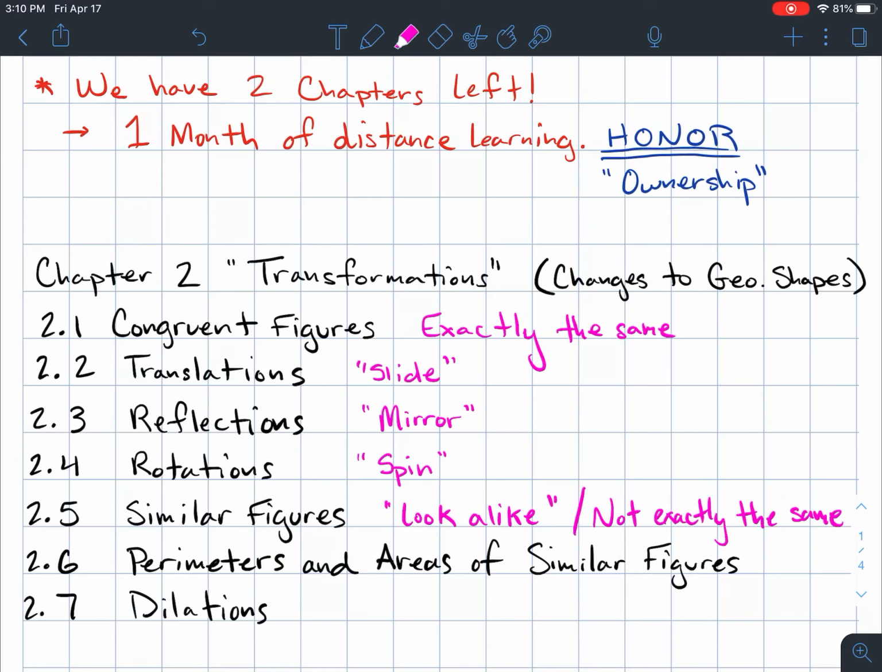And the last one is dilation. So this is probably the most complex transformation. And it's when you take a shape and you either enlarge or reduce. So you're not changing the integrity of the shape, you're changing the size of a shape. So those are what we're going to be covering over this next chapter.